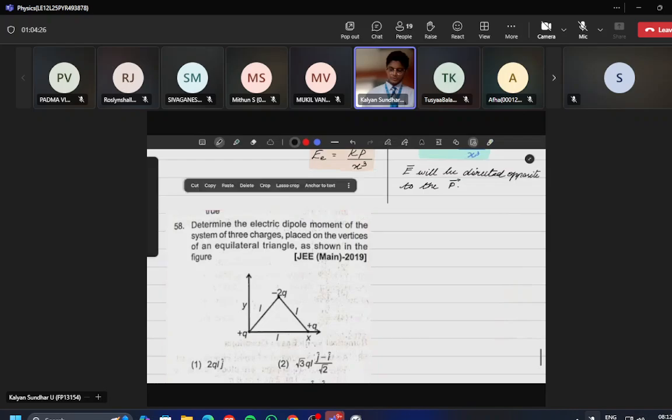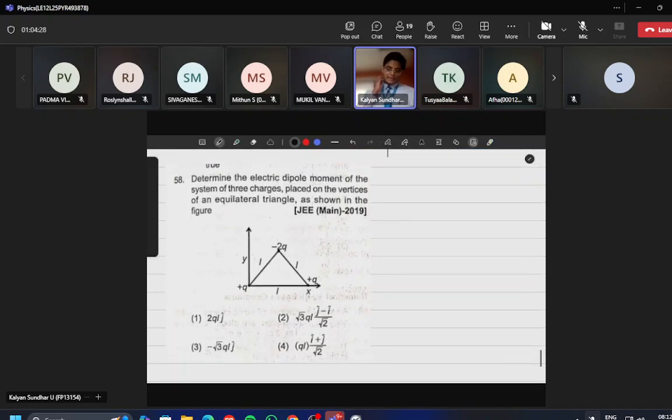Yeah, this is one of the questions based upon your dipole. Determine the electric dipole moment of the system of three charges based on the vertices of the equilateral triangle. So every pair forms a dipole, in terms of dipole that we find out.